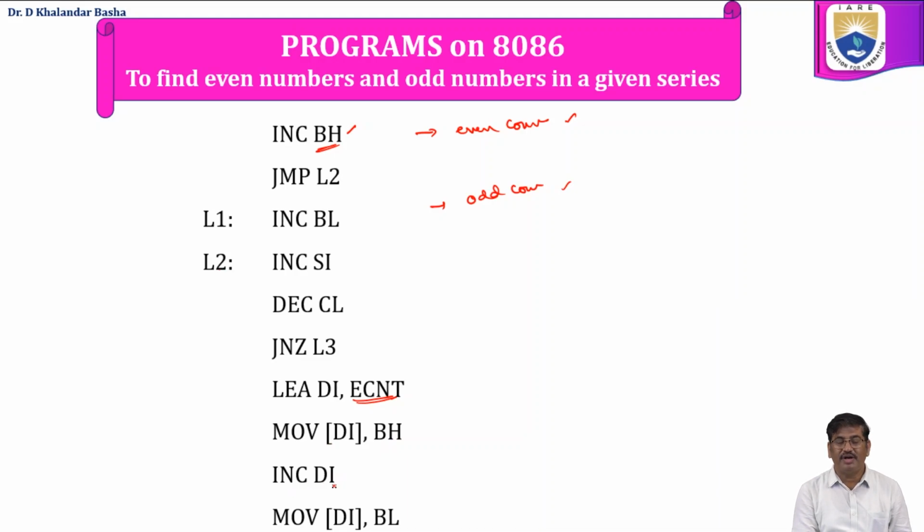Then, for pointing to the next memory location, as we are given subsequent declarations, we write INC DI. Otherwise, here also we can write LEA DI, odd count. Either of these two instructions can be used. In the data segment, as we declared, these two are subsequent locations, so instead of the LEA instruction you can use INC DI. It will point to the odd count. The odd count is in the BL register, so the BL register count will be placed in that memory location.